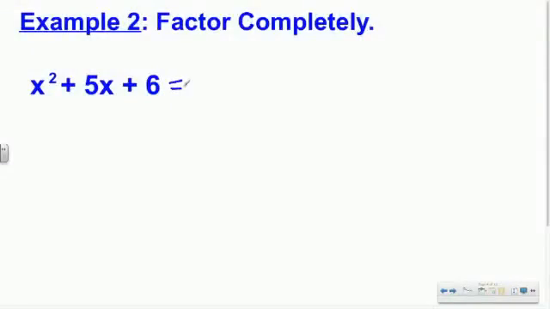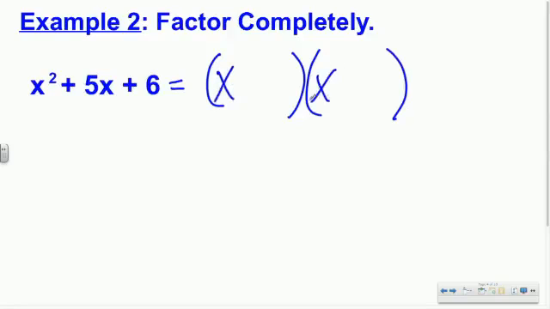We got to factor it. To start with, we know at least it's going to take that format, right? I'm going to have 2 sets of parentheses. And I know that the first term is going to be x, leading coefficient of 1 in this problem, so I can go ahead and write x and x. Now I'm at the point where I need to figure out what 2 numbers would multiply together to give me 6, but when I combine them, I get 5, okay?